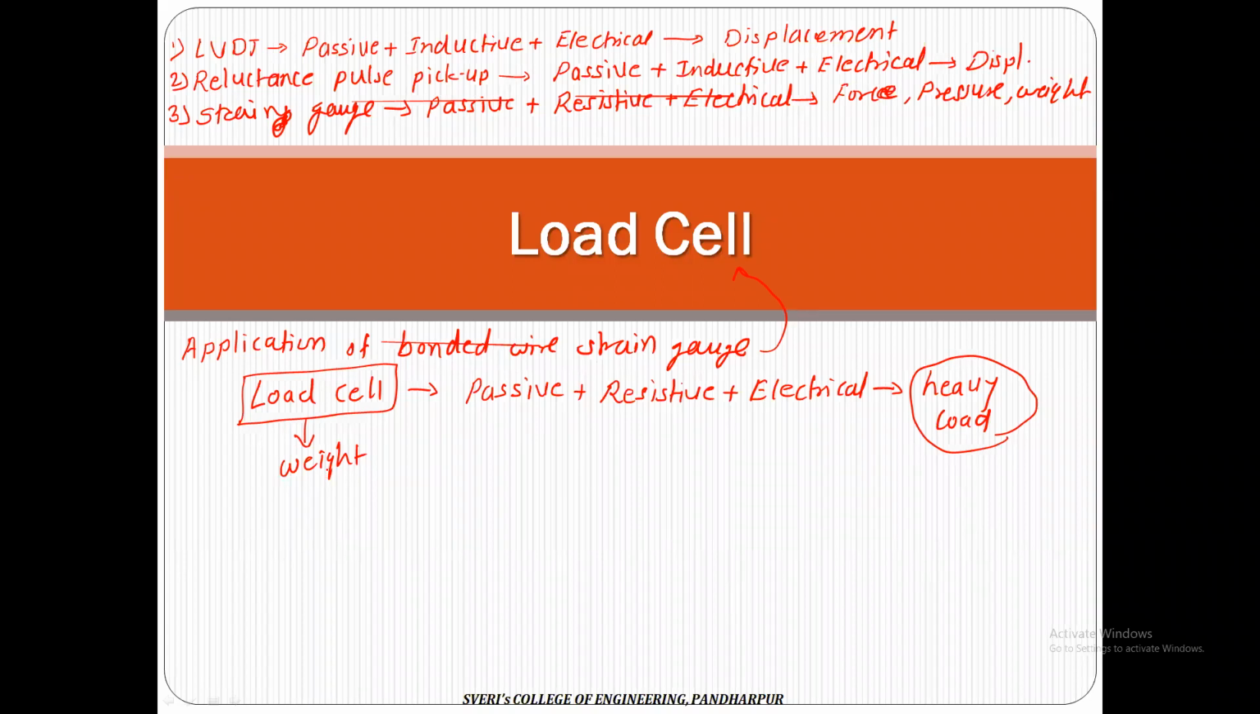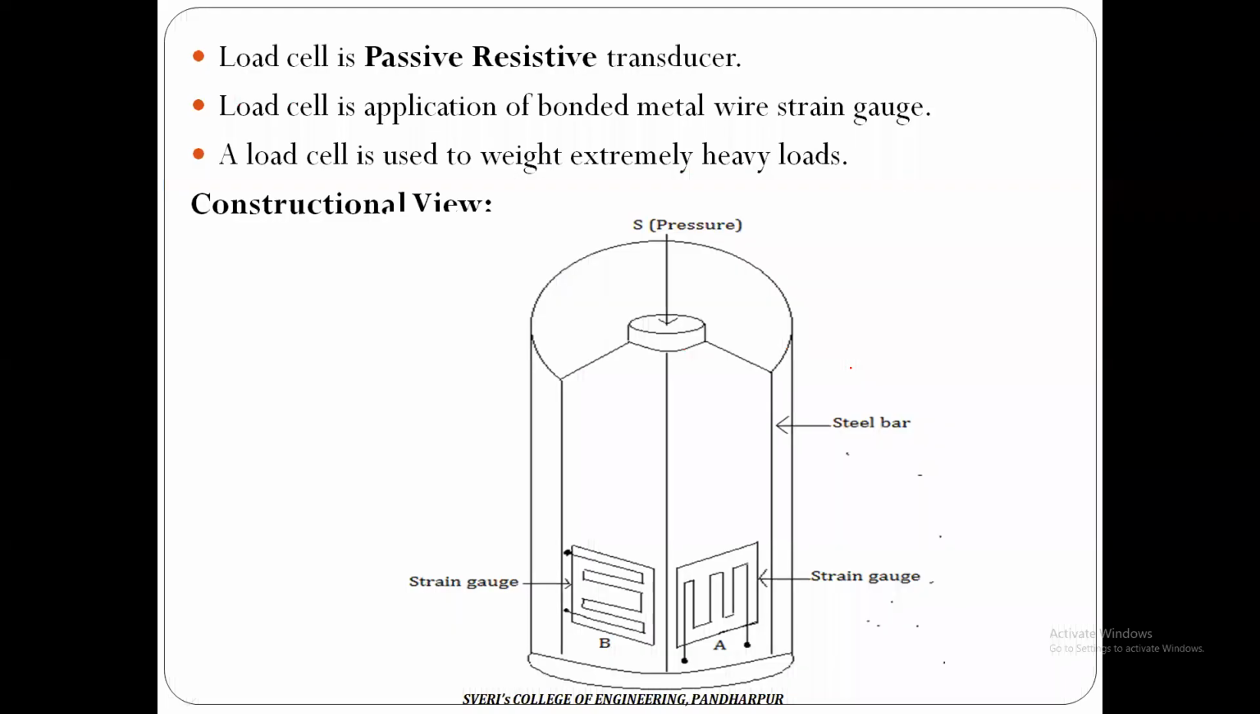And as it is the application of a strain gauge, it means that it is passive because an external energy source is required. It's resistive because the applied weight will change the resistance. And why is it called electrical? The output form of a load cell is an electrical signal. Get my point? And now see the basic construction of that load cell.